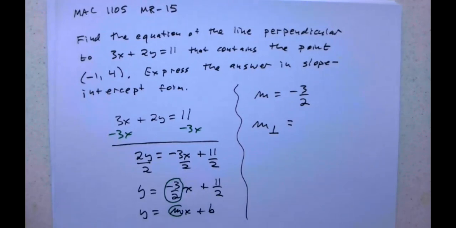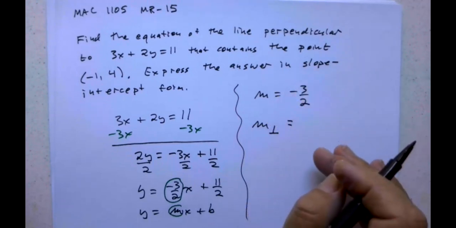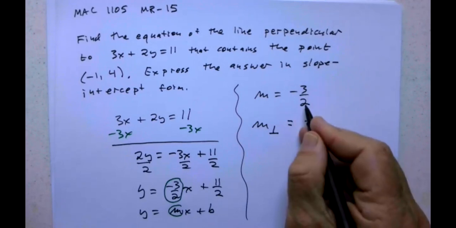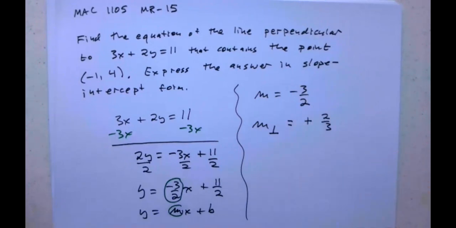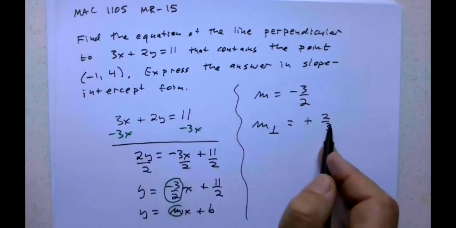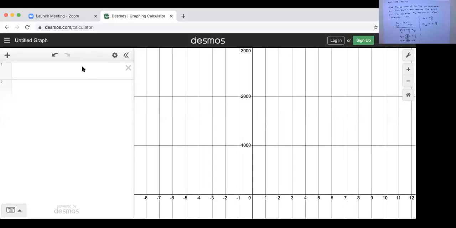To determine the equation of a perpendicular line, you change the sign and flip. Opposite reciprocal. Negative becomes positive. Flip 3/2 to give us 2/3. So we believe that the original slope is -3/2, and we believe a perpendicular line will have a slope of 2/3. So let's take a look at Desmos and try to convince ourselves that we're right so far.